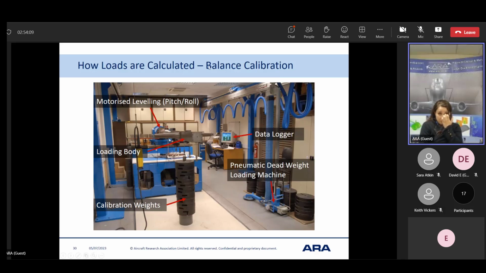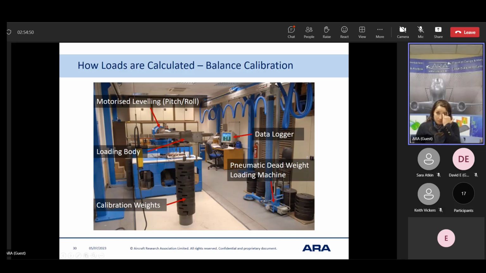So the balance is in the middle inside this loading body, which is a square structure onto which weights are applied. It is supported on a rear motorized device which allows the balance to be leveled in pitch and roll, so that the calibration weights are applied purely in balance axes and there are no small angular errors as the balance deflects. Calibration weights are calibrated to international standards by a special calibration process.